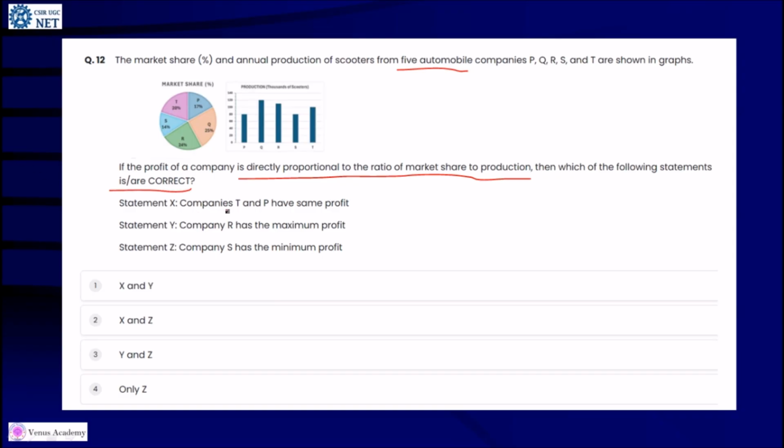Statement X. Companies T and P have the same profit. Statement Y. Company R has the maximum profit. Statement Z. Company S has the minimum profit. Question number 12. Option number 4. Only Z is the correct option, students. That means company S has the minimum profit. Right? Next.